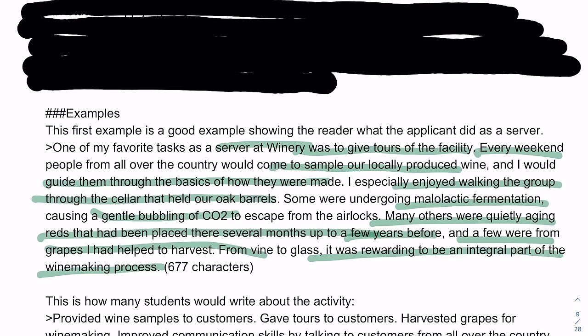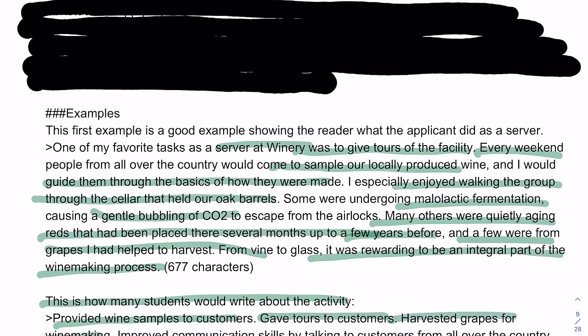Yes, it was a server at a winery, but you can transform your experience of being a server into something similar. I don't care, right, that you learned how to take orders and did it without errors and were good at customer service. That's how most students would write about this, right? Looking at it, this is how many students would write about this activity. I provided wine samples to customers. Well, yeah, duh, that's what you kind of do, right? Gave tours to customers, okay. Harvested grapes for winemaking, right?